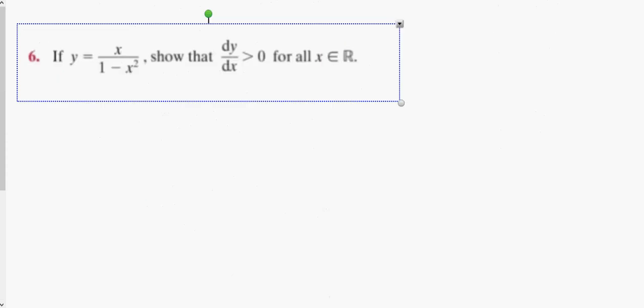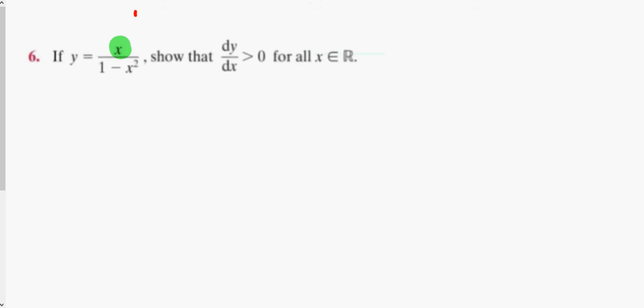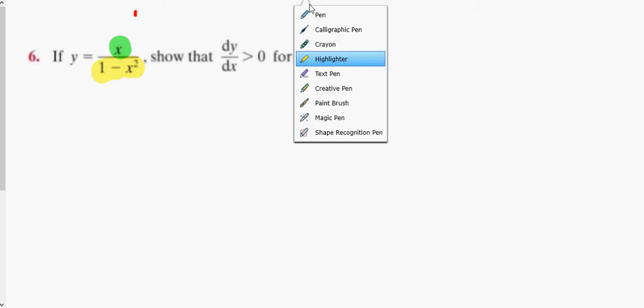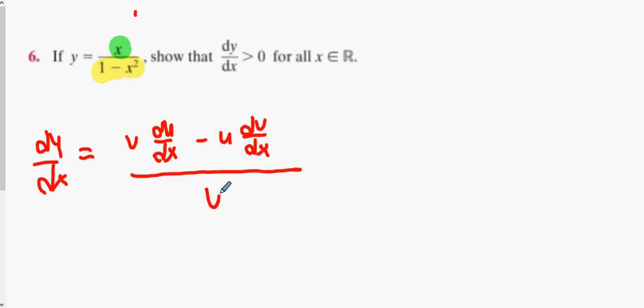Okay. Question 6. This is a quotient rule. The reason why we know it's a quotient rule is we identify a variable, x is on the top, but there's also x's on the bottom. This means we've identified that we need to use the quotient rule. And the quotient rule is the following. dy/dx is v du/dx minus u dv/dx all over v squared. Is that okay with you guys?